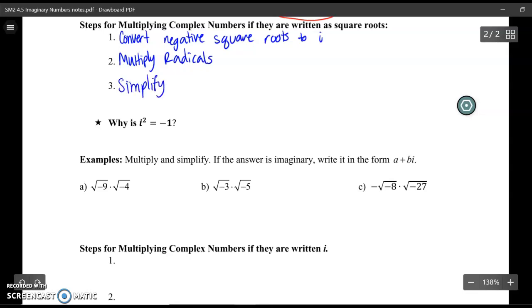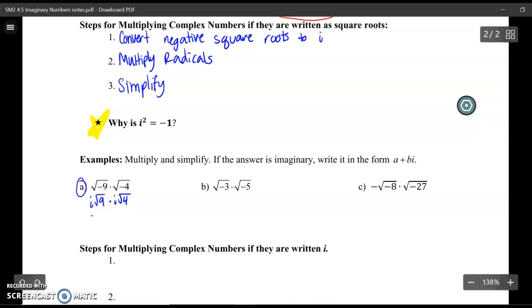Okay, and there's an important note right here that says that i squared is -1. We're going to come back to that in 1 second. We're going to see where we get an i squared, and then we'll talk about how to deal with it. So let's look at example A. The first thing I need to do is convert my square roots to i. So the square root of -9 would be the same thing as i square root of 9 times i square root of 4. Then I'm going to multiply my radicals together.